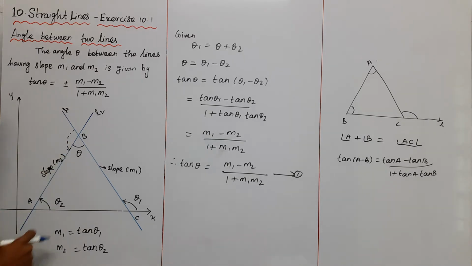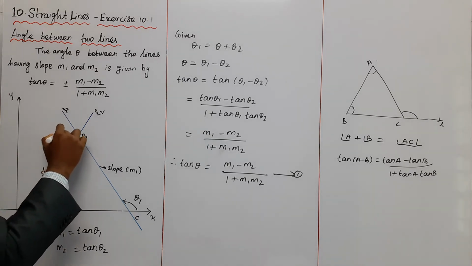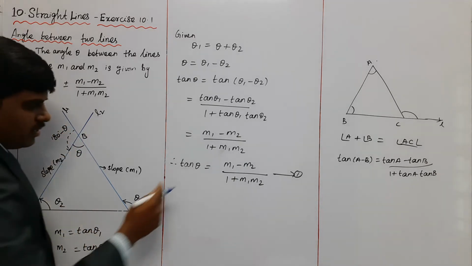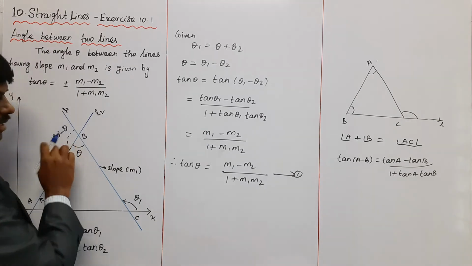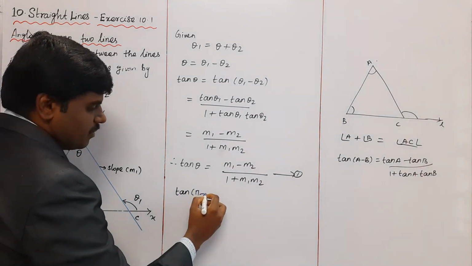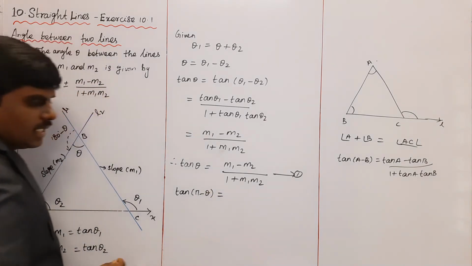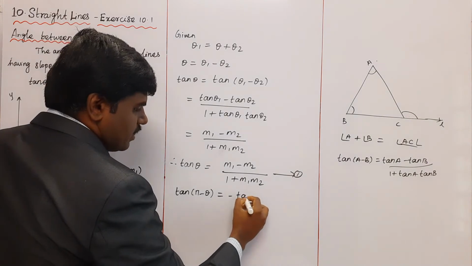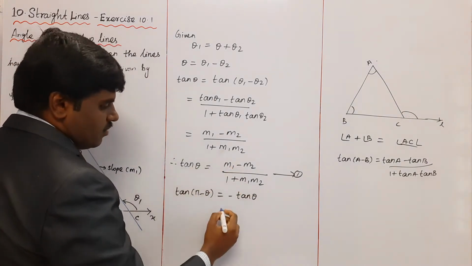Okay, the remaining angle is equal to 180 minus theta. It's clear, 180 minus theta. So now we'll change the tan of the remaining angle. I find out this particular angle: tan of 180 minus theta. You know that formula, tan of 180 minus theta is minus tan theta. So from 1, tan theta is equal to what value?